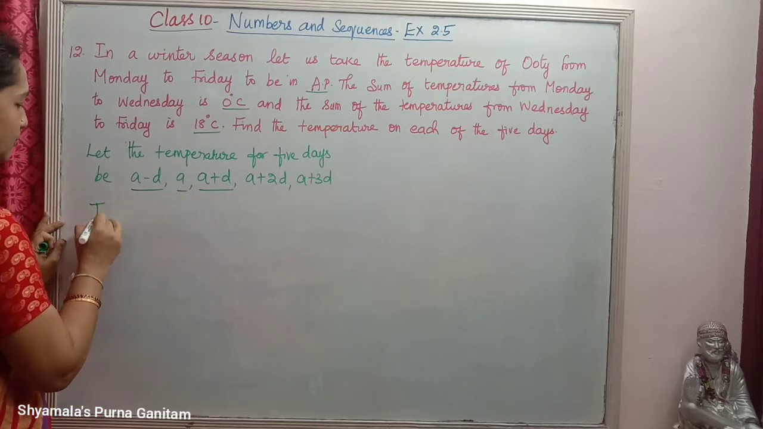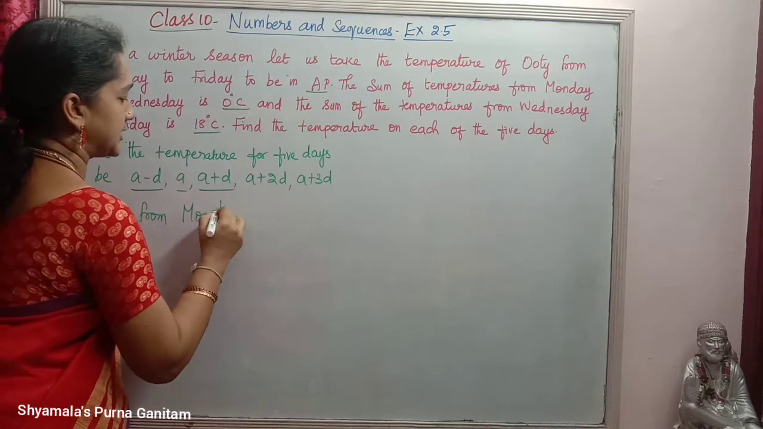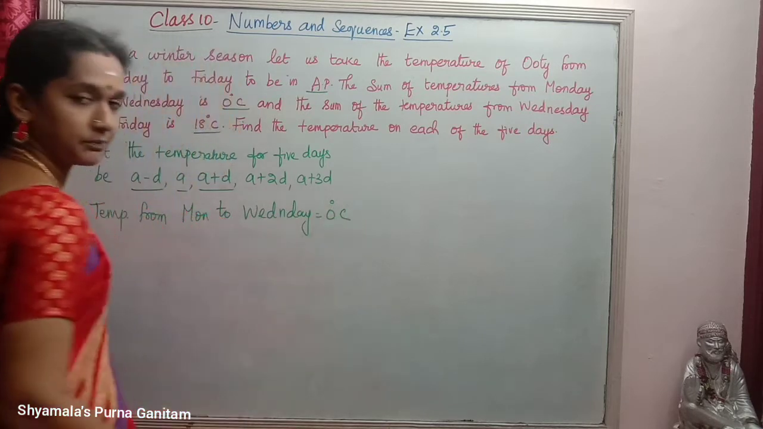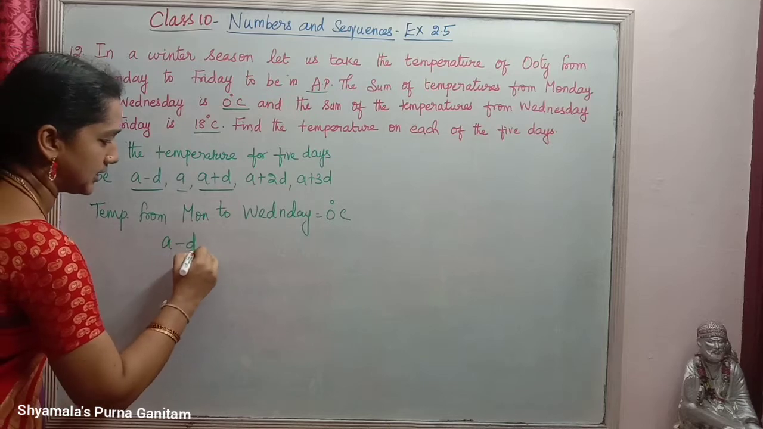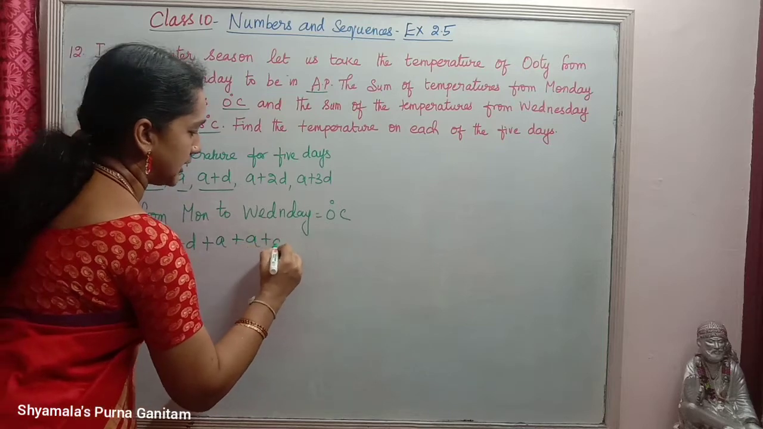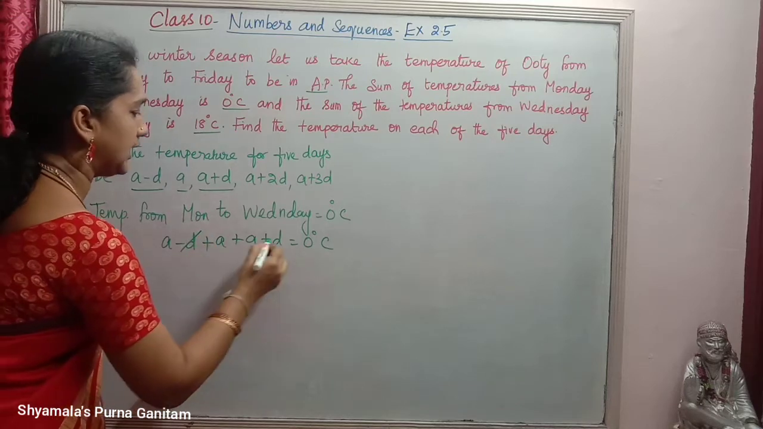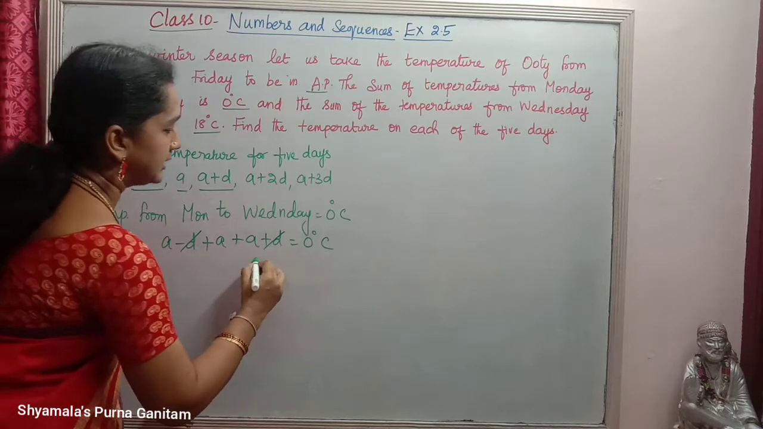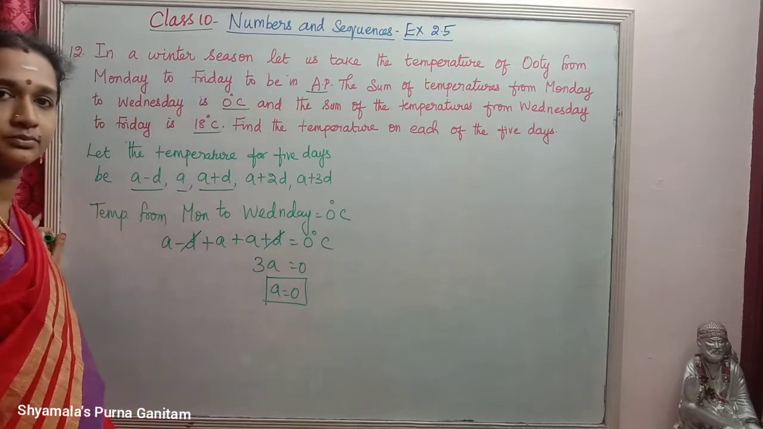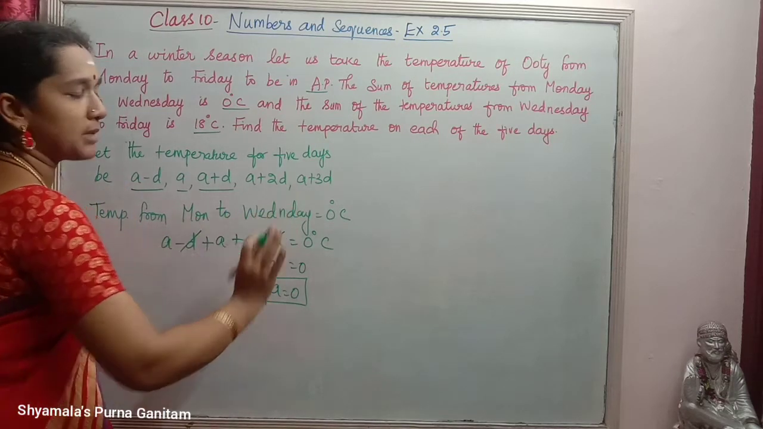The temperature from Monday to Wednesday is equal to 0 degrees C. So the sum is A minus D plus A plus A plus D is equal to 0. Plus D and minus D get cancelled. 3A is equal to 0. So we get A is equal to 0.